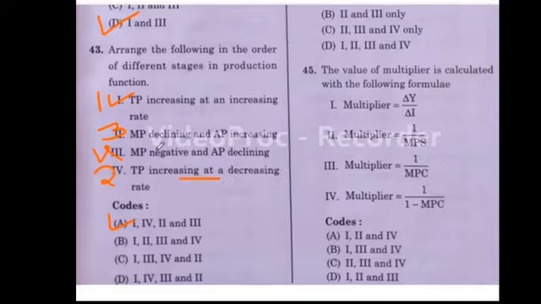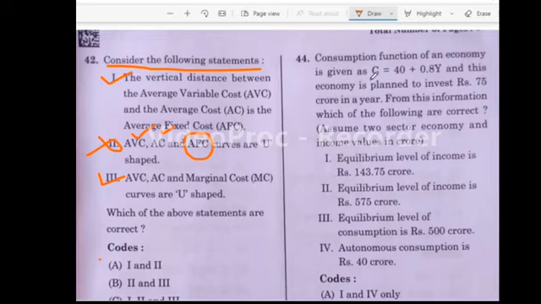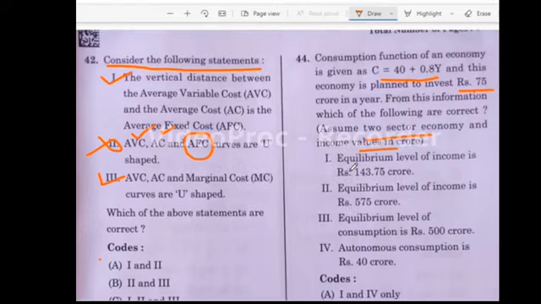Yes. Question number 44. Consumption function of an economy is given, C is equal to 40 plus 0.8y, and this economy is planned to invest rupees 75 crore in a year. From this information, which of the following are correct? Assume two sector economy and income values in crores. First one, equilibrium level of income is 143.75 crore. Second one, equilibrium level of income is 575 crore. Third one, equilibrium level of consumption is 500 crore. Fourth one, autonomous consumption is 40 crore.